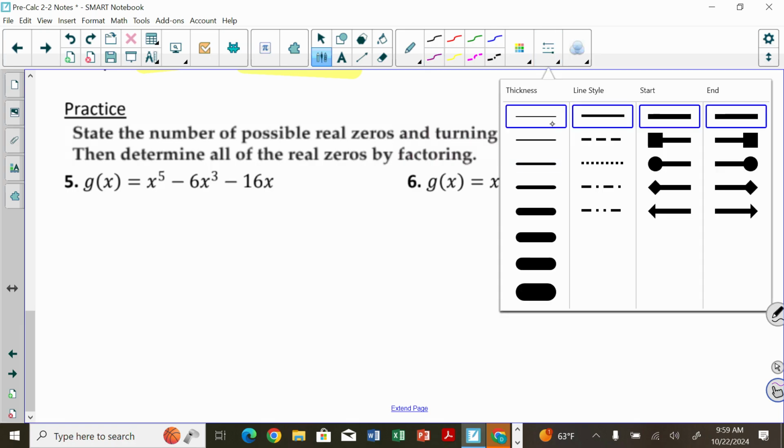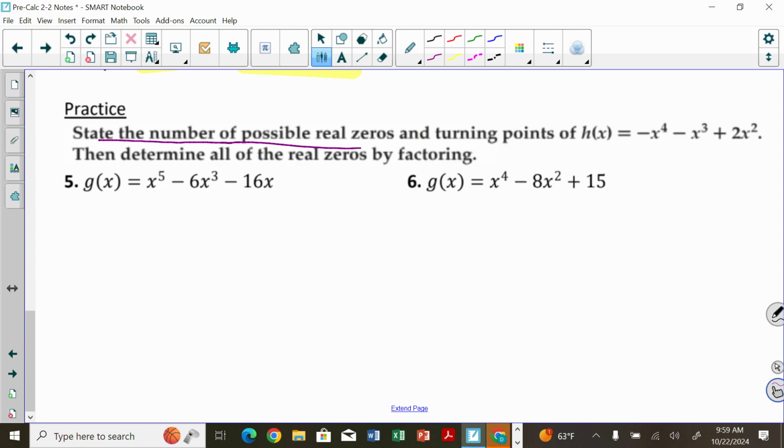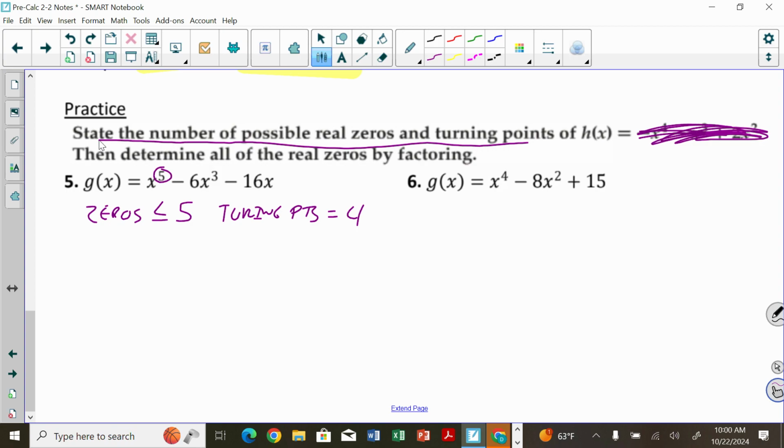so the first thing I want to do is look at, it says state the number of possible real zeros and turning points. So again, canceling this out, we're not doing this one, we'll do the other two, okay? So I'm looking at that leading, the degree of this is 5. So my zeros, I know can be less than or equal to 5. And that means my turning points would be 4.